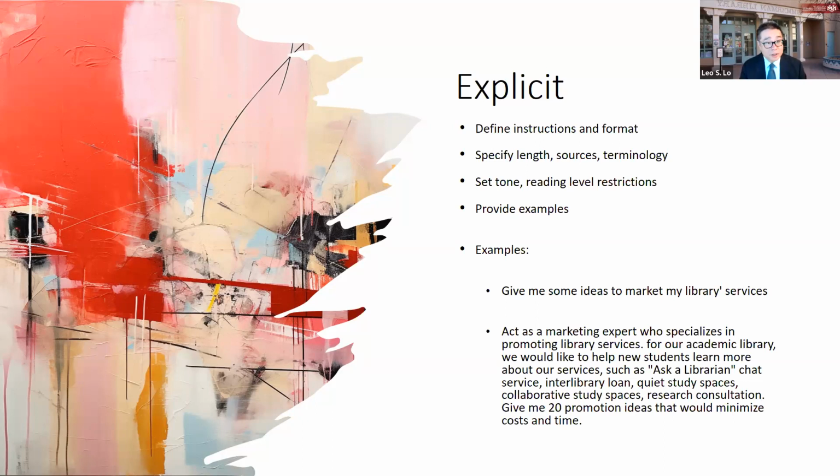Also, you want to sometimes provide examples for the AI. They can act as a benchmark for the kind of responses expected, guiding the AI to structure the response in a similar vein. So in the second example, we list specific services like Ask a Librarian, chat services, and study spaces. So the AI kind of knows what it needs to think about or promote.